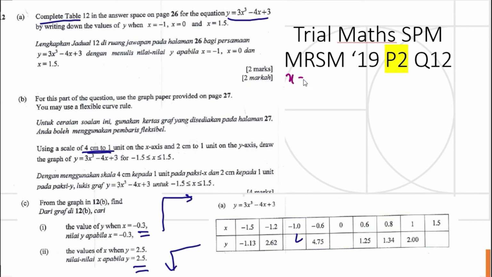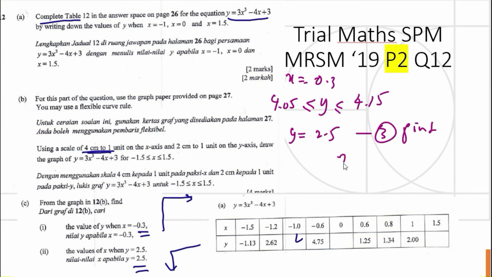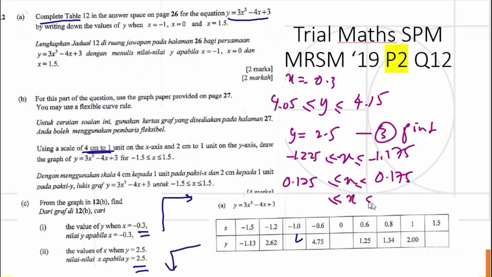So if x is equal to negative 0.3, y should be in between 4.05 to 4.15. So if y is equal to 2.5, you can see it meets 3 points where x should be in between negative 1.225 to negative 1.175, or x in between 0.125 to 0.175, and x in between 1.055 to 1.105.